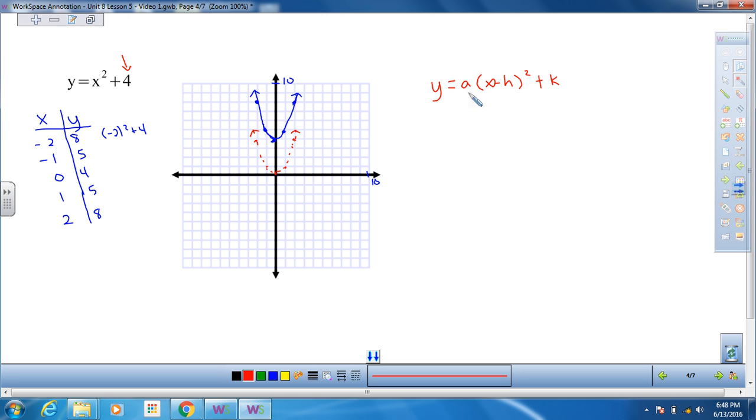Well, I don't have a number in front of x squared, so a is just 1. I also don't have parentheses, so really this is an x minus 0. And then my k would be 4. So my vertex is at 0, 4. So this plus k was how I shifted vertically. So my vertex went from 0, 0 to 0, 4. So up 4. So I could take my parent function and just shift it up 4.